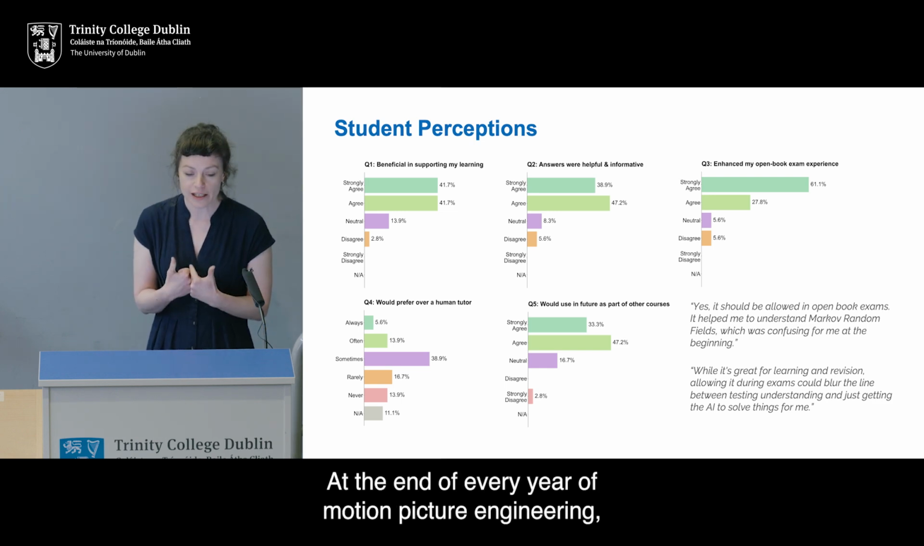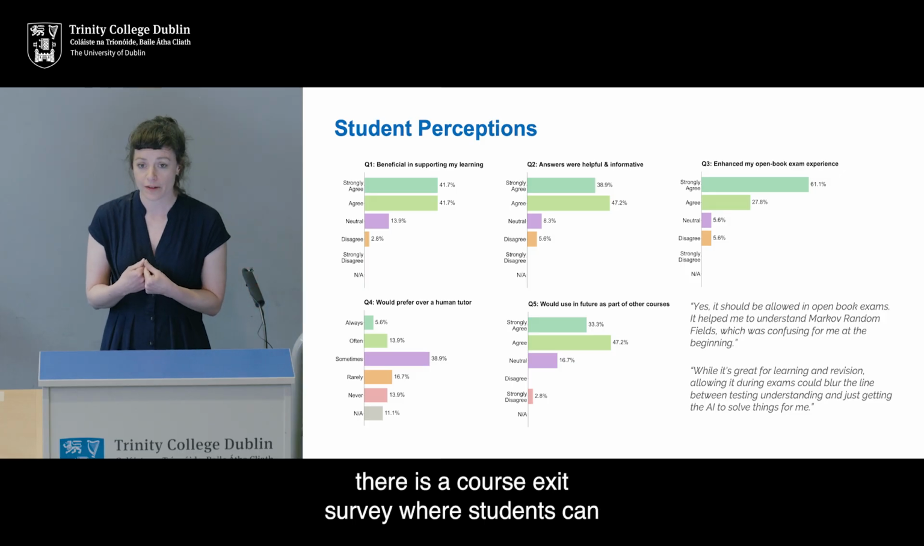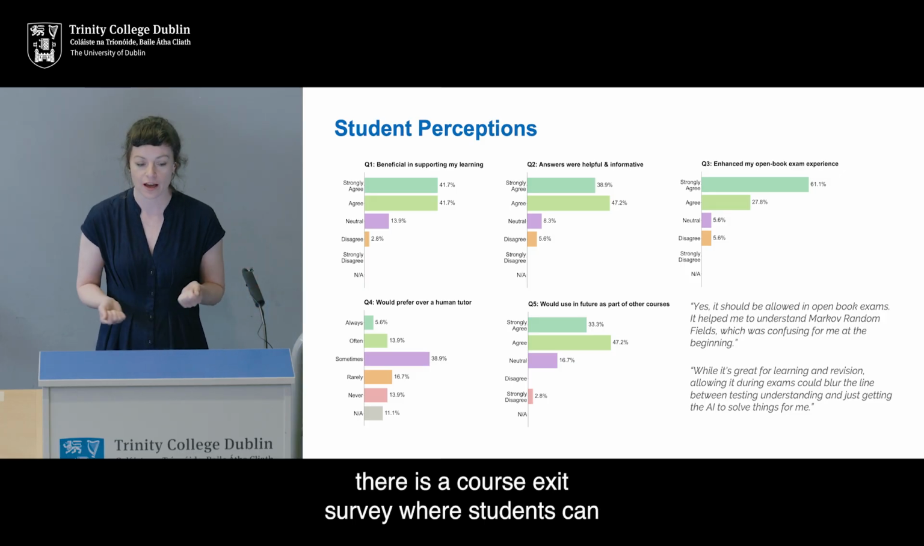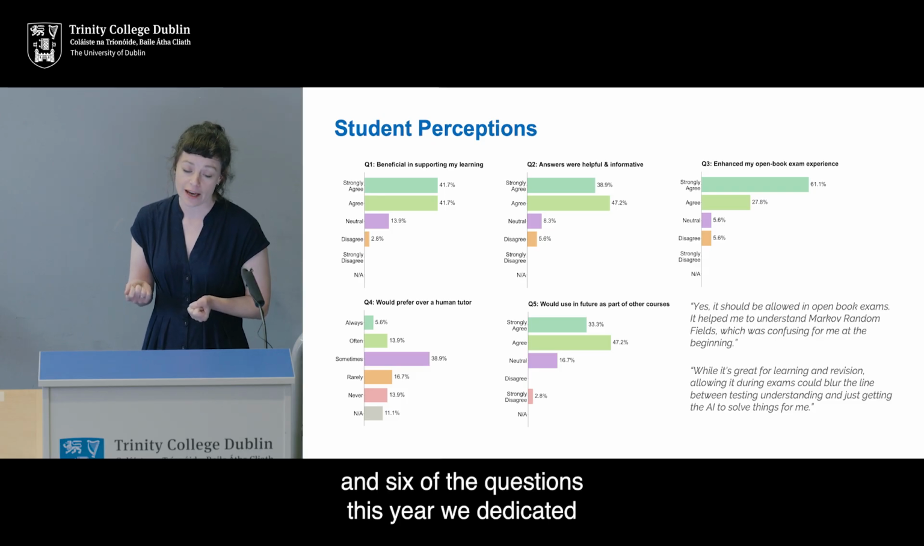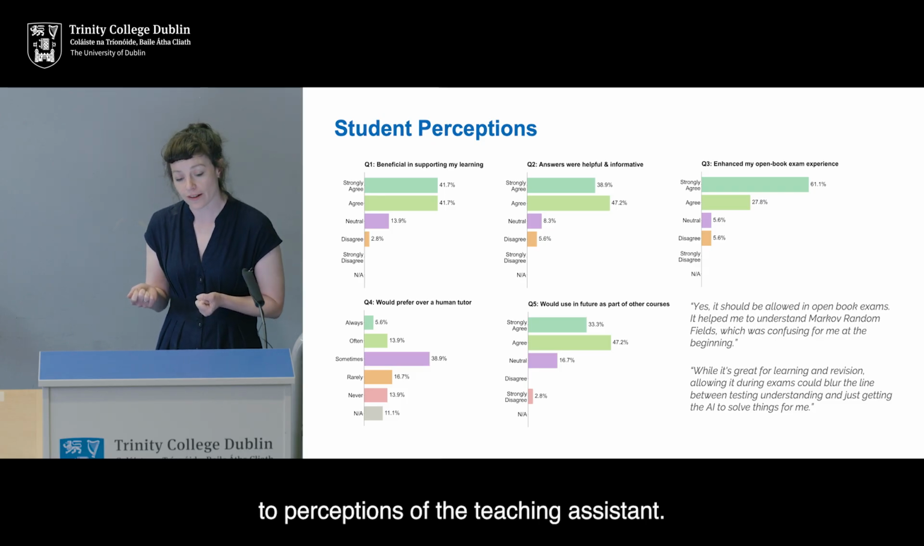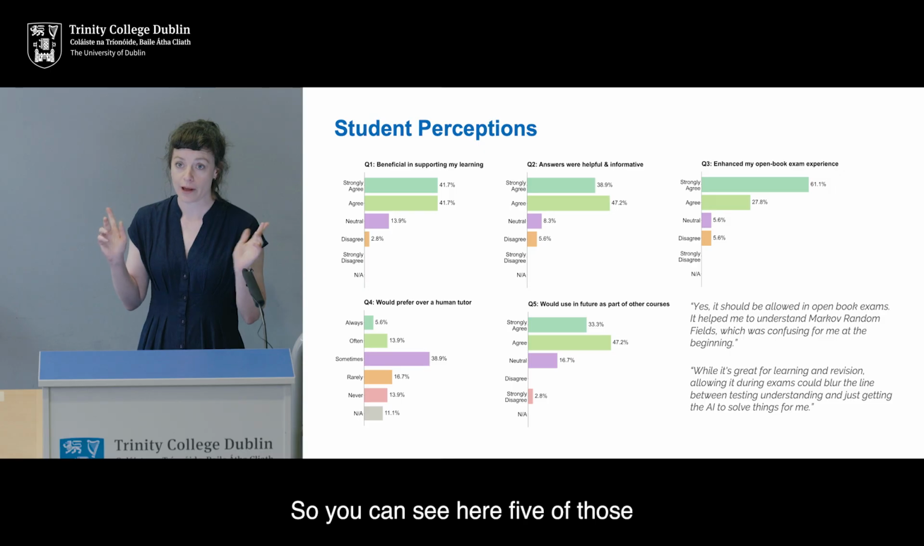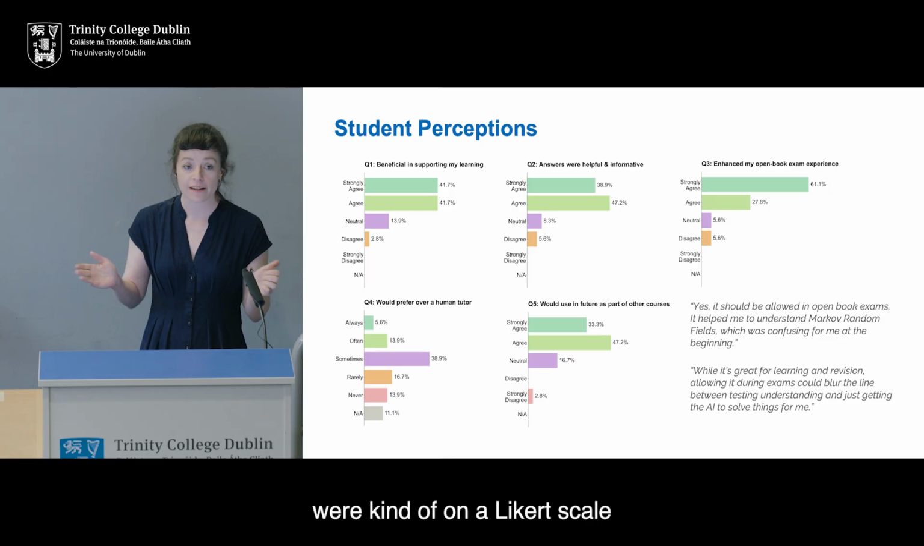At the end of every year of motion picture engineering, there is a course exit survey where students can give their perceptions of the course. And 6 of the questions this year we dedicated to perceptions of the teaching assistant. So you can see here, 5 of those were on a Likert scale.